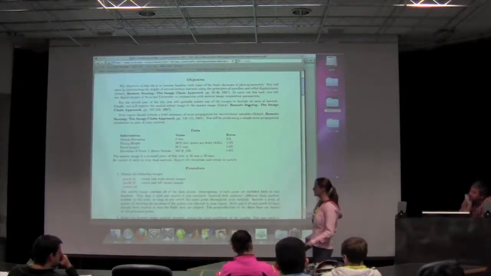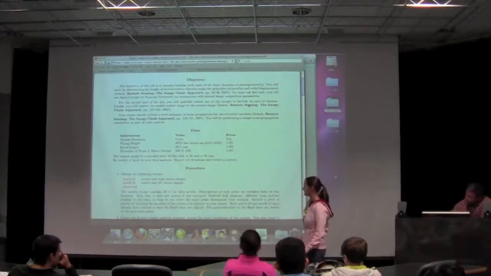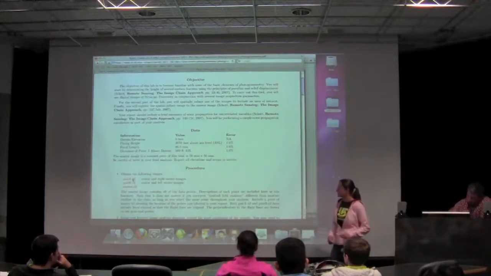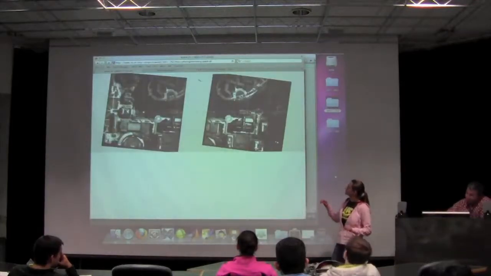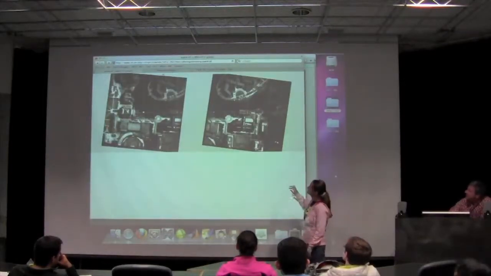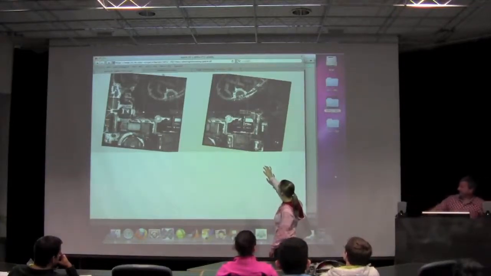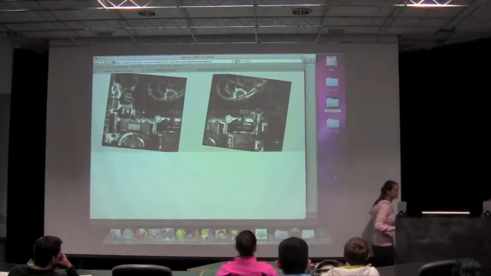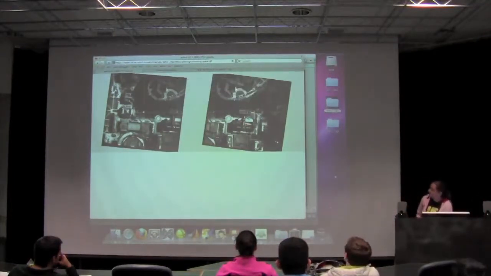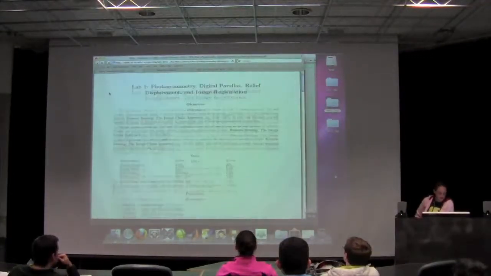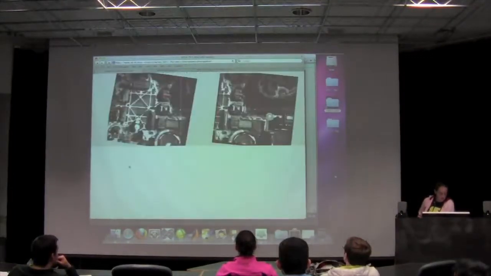A quick thing about the images for this lab, because this is something stupid that probably took me a lot longer than I needed to figure out when I did it. So this is the center image, and this is to the left, and that's pair A. And then if you look at pair B, this is the center image.